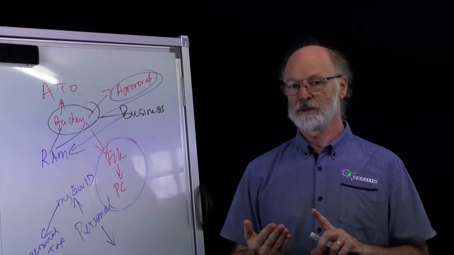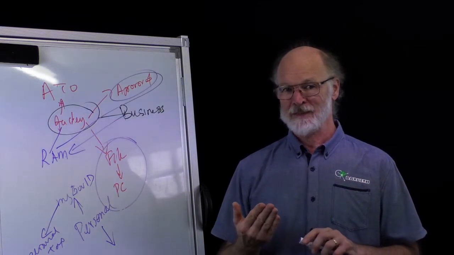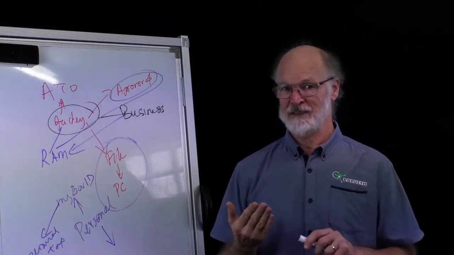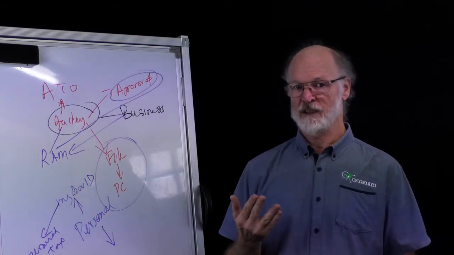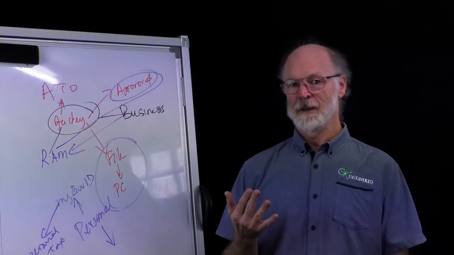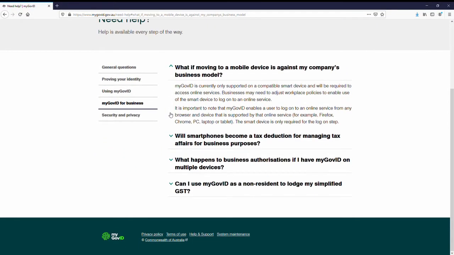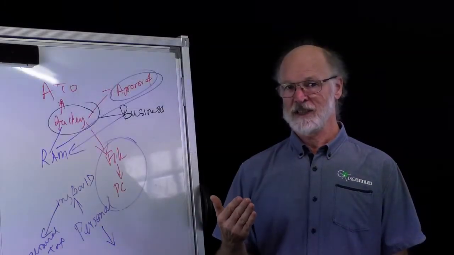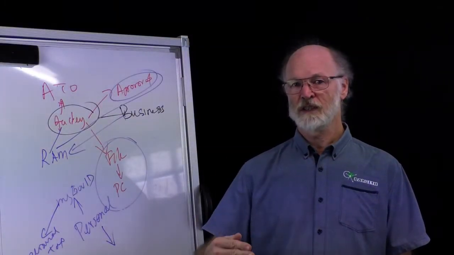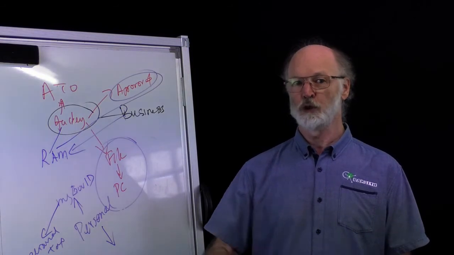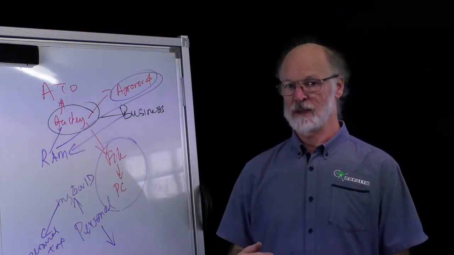Also, from a business point of view, the question has been asked of the people setting up myGovID, what if my business does not allow me to use personal devices at work? Their response: the business needs to change their policies. So it is very clear from the people setting this up that you need to do things the way the government has set it up. You need to change to them, not the other way around.